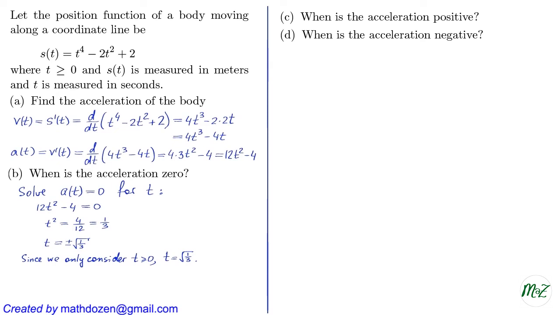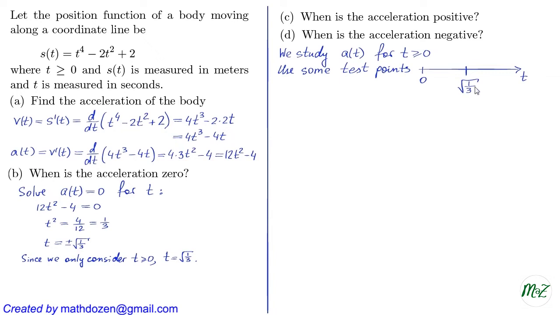So then when is acceleration positive or negative? Well, we're going to use test points. So we know that acceleration is 0 when t is equal to square root of 1/3, which is about 0.57. And our time begins at t equals 0. So we need some test point between 0 and about 0.57. We're going to use 0.1. And to the right of 0.57, there is a test point of positive 1 for time.